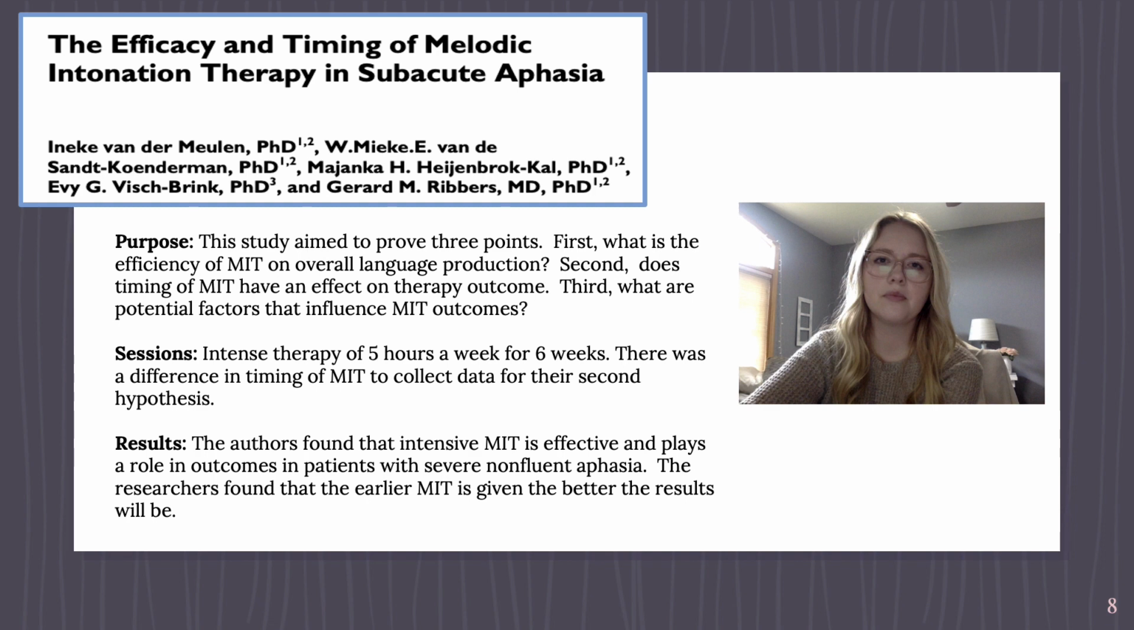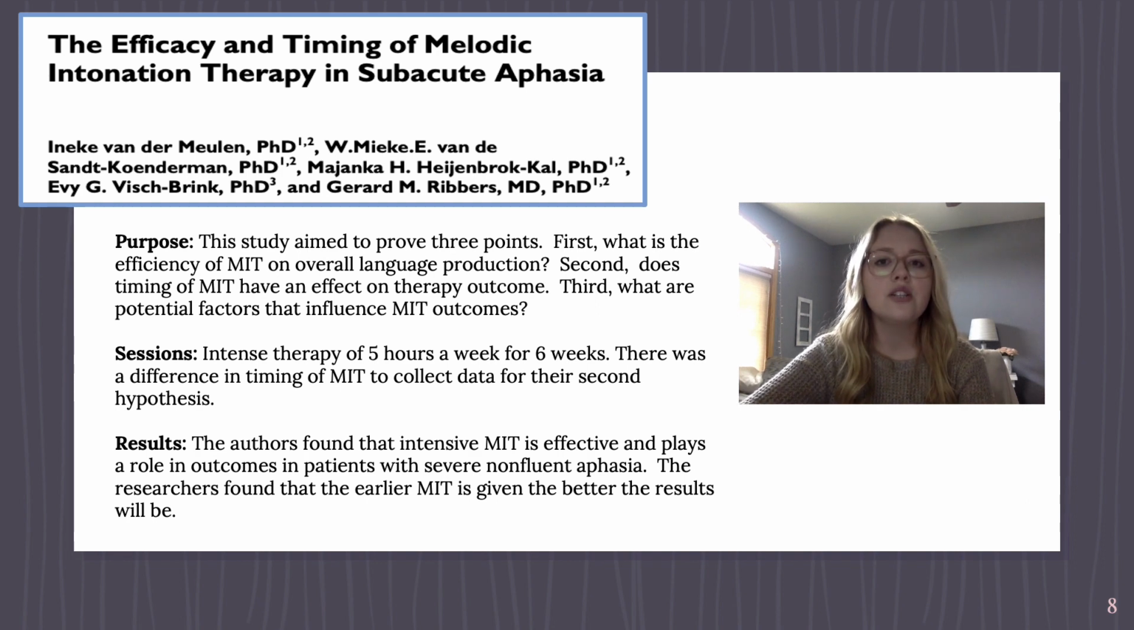Alright, so the first article that I found was titled "The Efficiency and Timing of Melodic Intonation Therapy in Subacute Aphasia." The purpose of this study was aimed to prove three main points. First, what is the efficiency of MIT on overall language production? Second, does the timing of MIT have an effect on the whole outcome? And third, what are potential factors that can influence MIT outcomes?